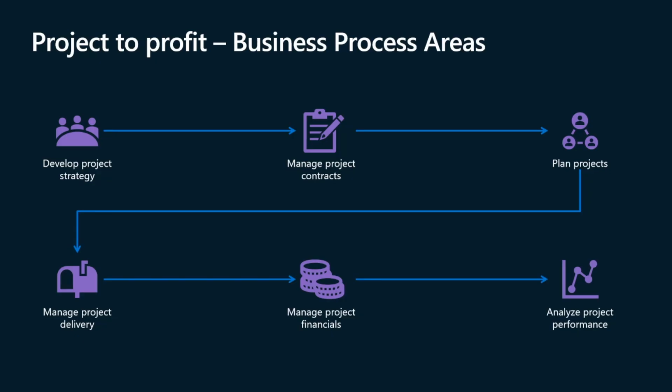The monitor and analyze project performance business process area focuses on systematically monitoring, assessing, and evaluating various project elements. By monitoring project performance and conducting in-depth analysis, project managers and stakeholders can gain valuable insights, make informed decisions, and take any corrective action that is required.